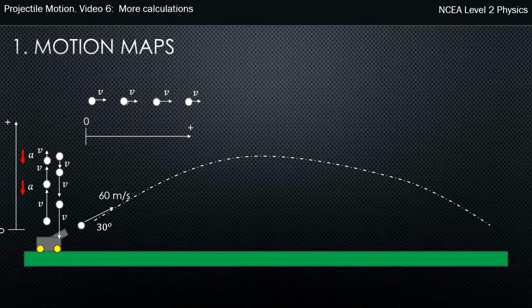Now on the way up, its acceleration, which is change in velocity, is down, so that's negative. And on the way down, it speeds up, so its acceleration is still negative. So we're going to be using acceleration equals negative 9.8 for this one here.